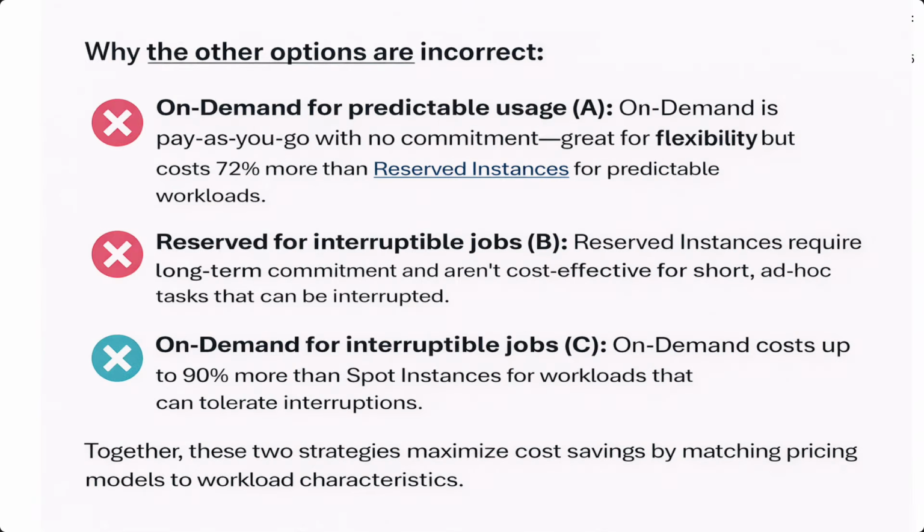Why the other options are incorrect. On-demand for predictable usage, A. On-demand is pay-as-you-go with no commitment, great for flexibility, but costs 72% more than reserved instances for predictable workloads. Reserved for interruptible jobs, B. Reserved instances require long-term commitment and aren't cost-effective for short ad hoc tasks that can be interrupted. On-demand for interruptible jobs, C. On-demand costs up to 90% more than spot instances for workloads that can tolerate interruptions.